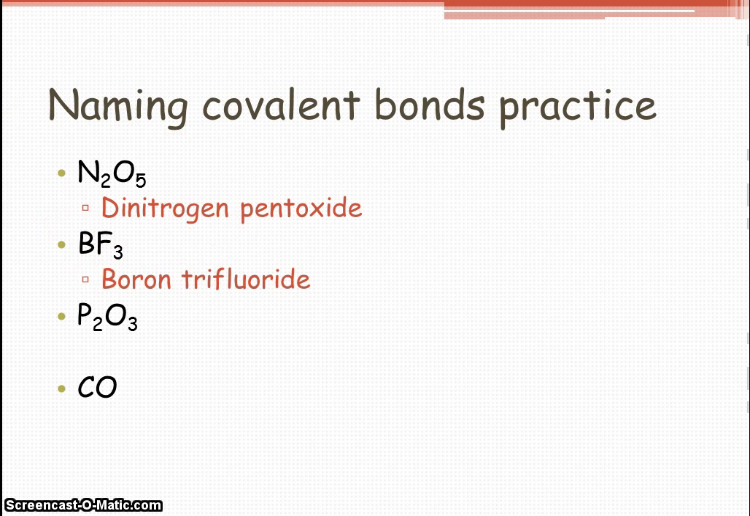So with a fluorine, you drop the ending and put ide. Remember that? Okay. Now we have P2O3. We have phosphorus and oxygen. We have 2 phosphorus, so we put diphosphorus. And because oxygen becomes oxide, we have 3 of them. It becomes diphosphorus trioxide.